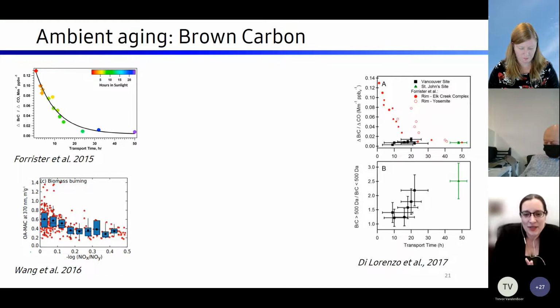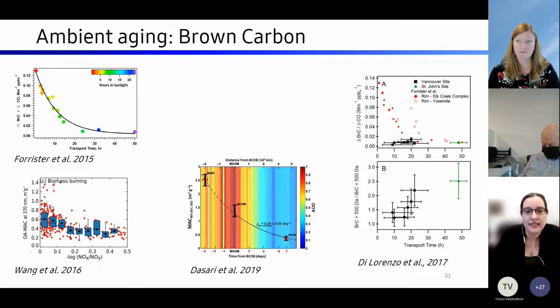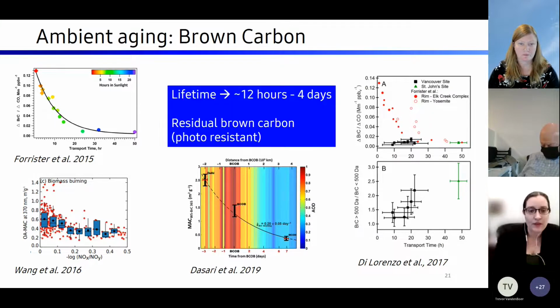Next year, there was one that came out, Di Lorenzo et al. Here they were not looking at the kinetics. They were looking at kind of a single time point set, but they noted that the decay was very similar in terms of the transport time to what was observed for Forrester et al. And then more recently, there's been a paper that's come out. This is the Sakar et al. in 2019. So this is biomass burning coming out of India. And here they found a much slower decay. So this is a lifetime of about 4 days in the atmosphere.